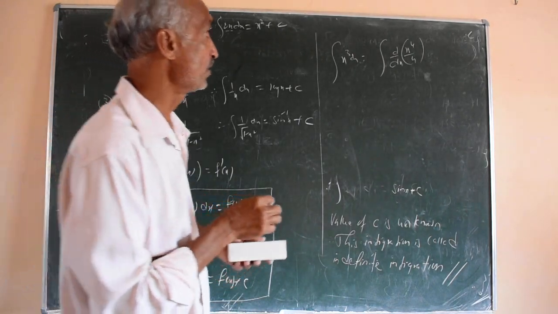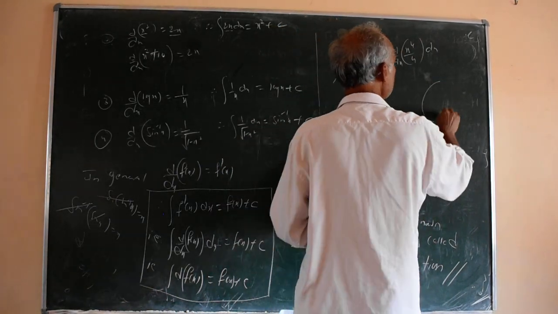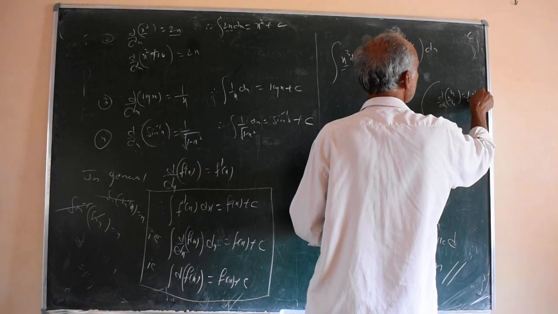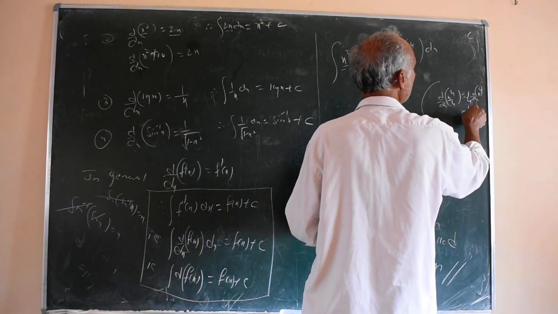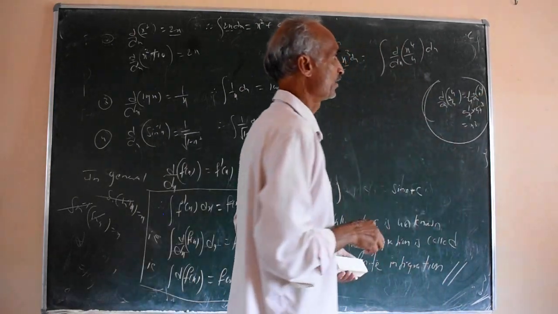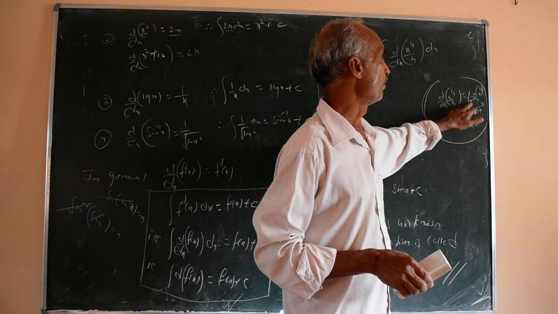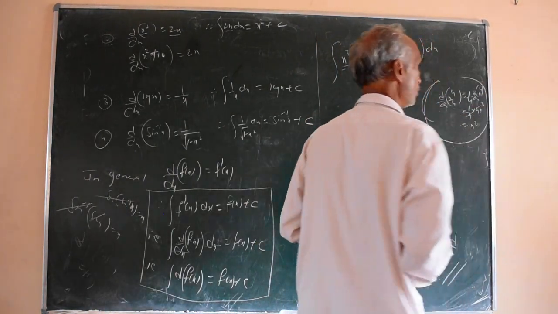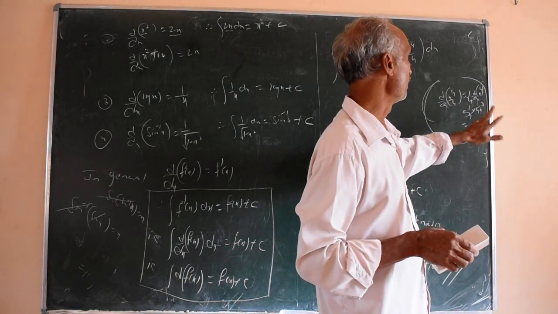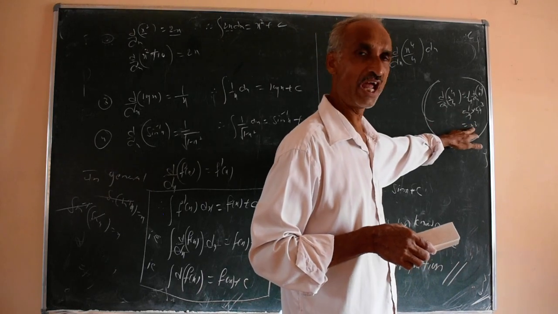What is the differentiation of x raised to 4 upon 4? d by dx of x raised to 4 upon 4, with the constant 1 by 4 outside, is 1 by 4 into d by dx of x raised to 4, that is 1 by 4 into 4 into x raised to 4 minus 1, which is x cube, and the 4s cancel. Therefore, d by dx of x raised to 4 upon 4 is x cube.